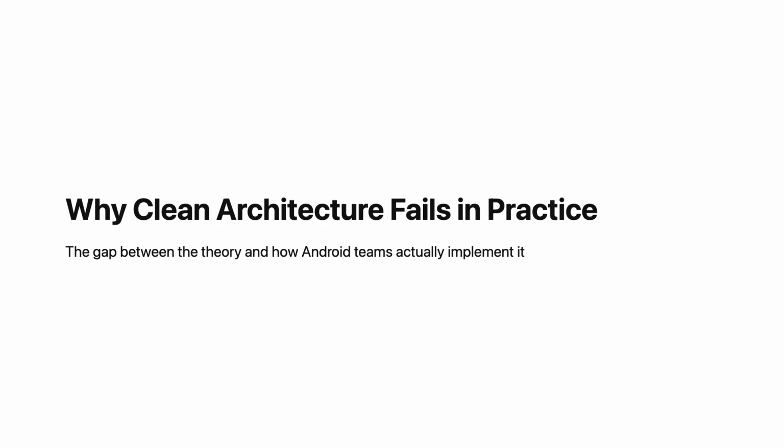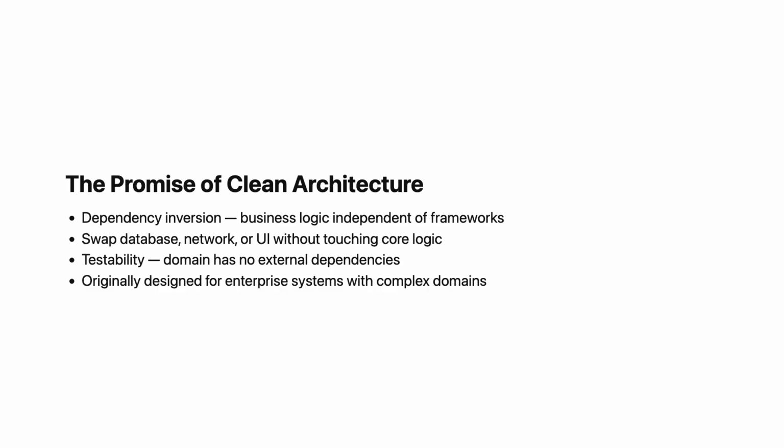Let me start with what clean architecture promises, because the promises are genuinely appealing. The core idea is dependency inversion. Your business logic should not depend on your framework. Your domain layer should not know about Android or Retrofit or Room. This means you could theoretically swap out your database, your network library, or even your UI framework, and your core logic would not change. You also get testability for free because your domain logic has no external dependencies.